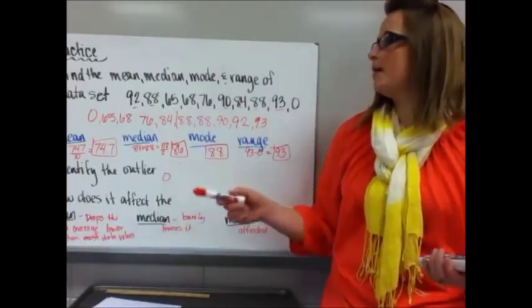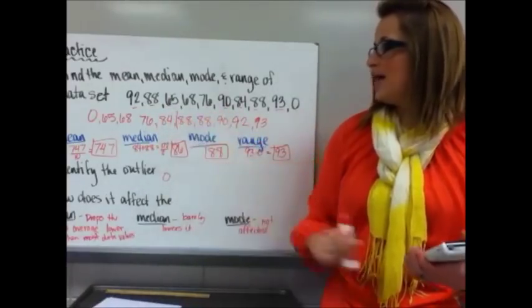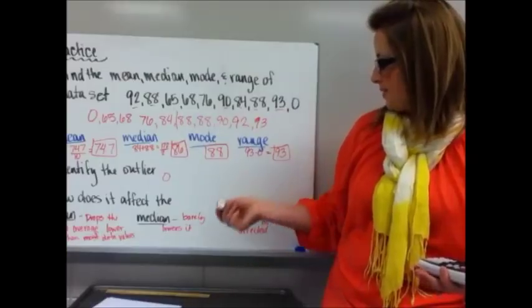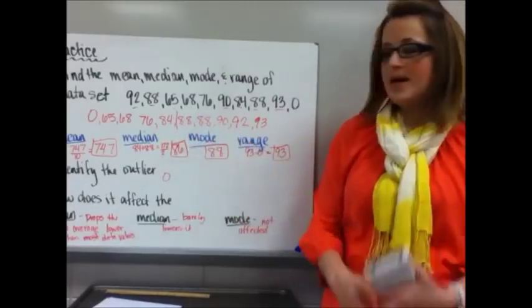The median barely drops. If the 0 was not there, the median would be an 88. It just barely drops it. And then the mode is not affected at all. The mode would still be 88.